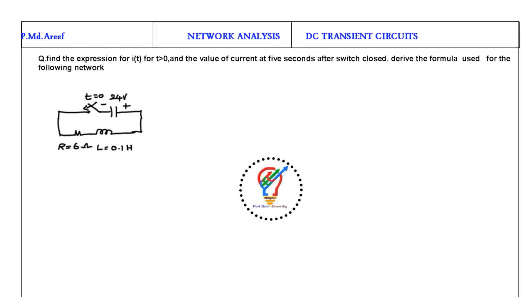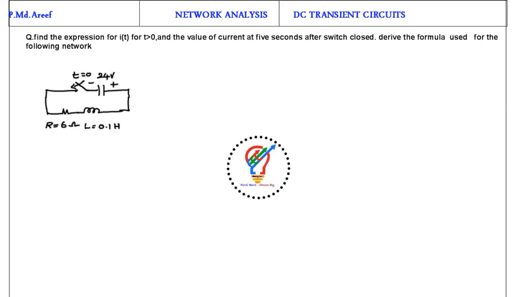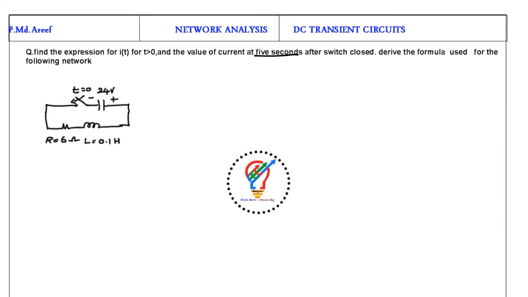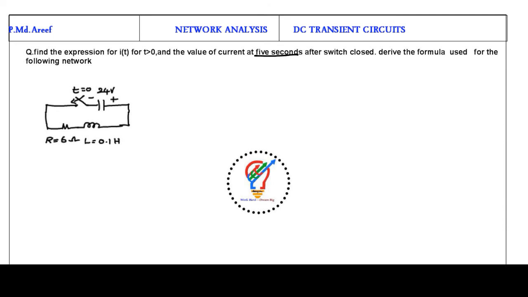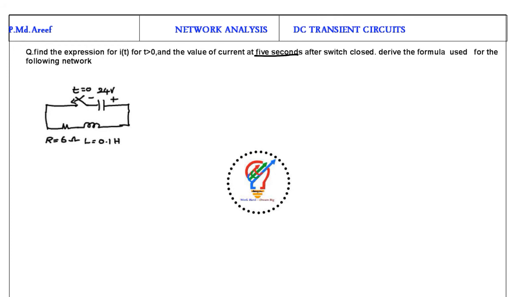Here the question is: find the expression for i of t for t greater than 0, and the value of current at 5 seconds after the switch is closed. So derive the formula used for the following network. We already derived the formula for this network. Take another one. So now see here, this is given.